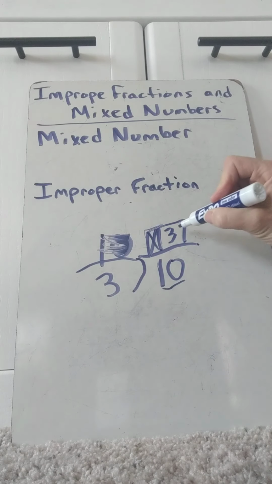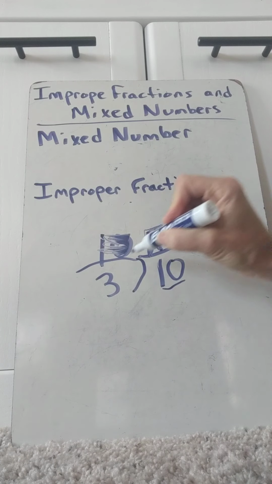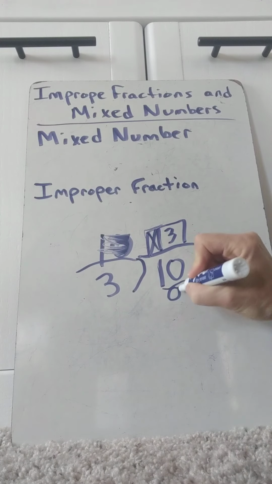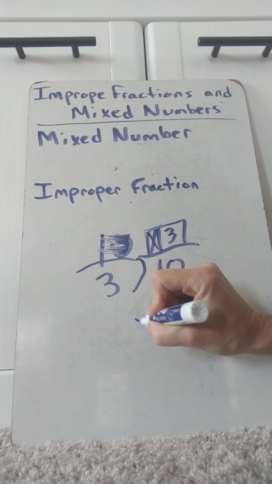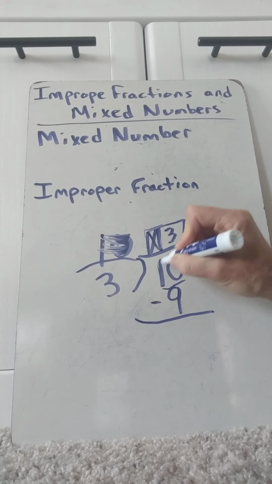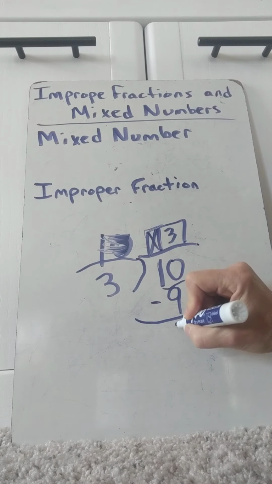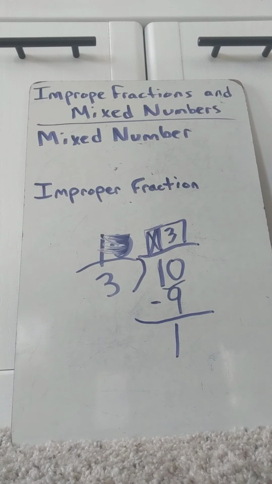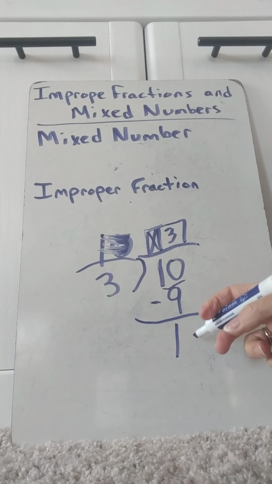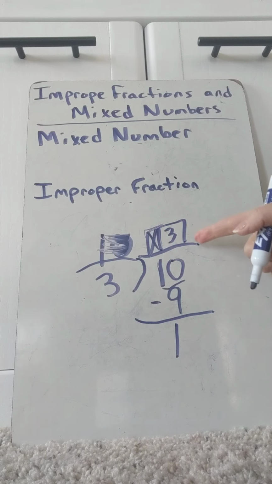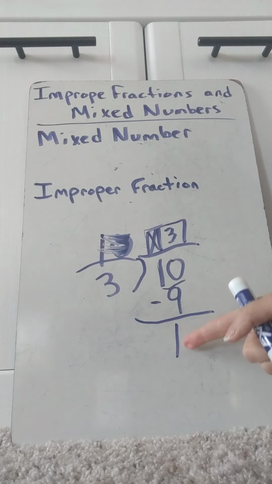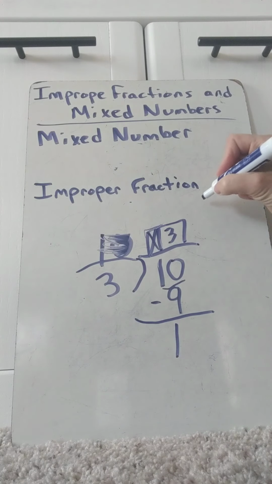And then remember our steps. Now you have to multiply. 3 times 3 is 9. You write it here. You subtract. 10 minus 9 equals 1. Okay. Now 1 is my remainder. I filled in all my squares up here. 1 is my remainder. Okay. This is what you're going to do now. This 1, boys and girls, becomes your numerator.